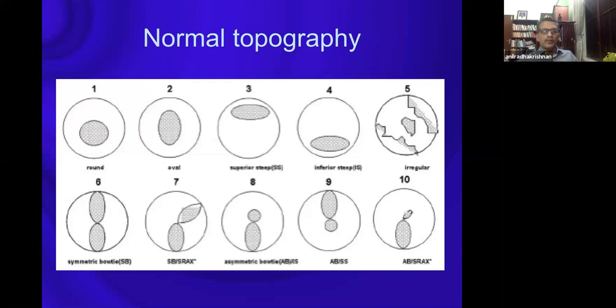So these are the normal topography patterns that you have. You have round, you have an oval pattern, a superior steep, inferior steep, an irregular pattern, a symmetric bow tie with some skewing of radial axis, which I'll be coming to, that basically tells you that the bows of the tie are not in one line. Then asymmetric bow tie, where one bow of the tie is larger than the other, which can be superior or inferior. Then asymmetric bow tie with skewing of radial axis. This is something most pathognomonic. This is something suggestive of keratoconus.